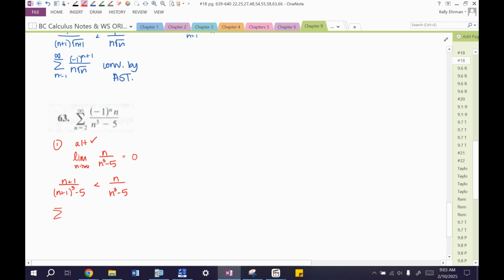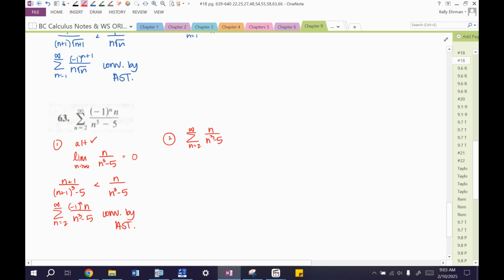All right, so this alternating series converges by alternating series test. All right, now we check about conditional or absolute. So let's take a look at the series from 2 to infinity of just n over n cubed minus 5.